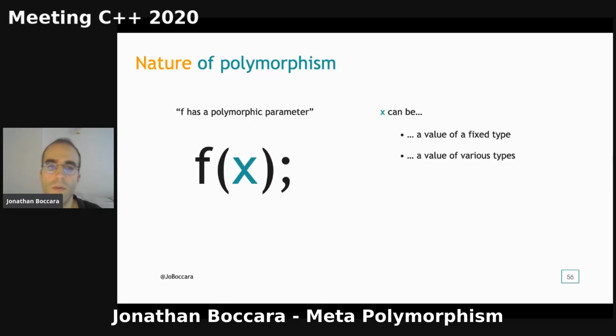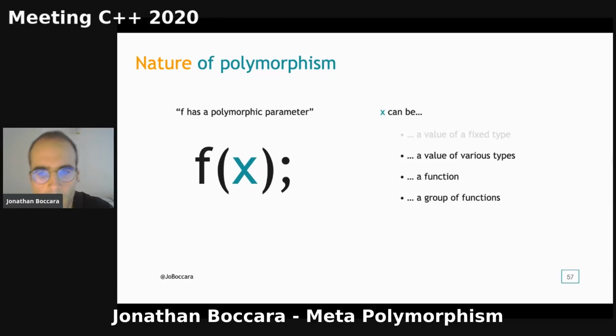X can be a value of various types. And this is exactly the kind of polymorphism that we think about when we think about polymorphism. It can be various types, and f could be a template function, or it can be various types that inherit from a base class, for example. But X can also be a function. Think about the STL algorithms that take various kinds of functions. Or f can be a group of functions. So we're not going to think about the first one. We're going to focus on the last three.